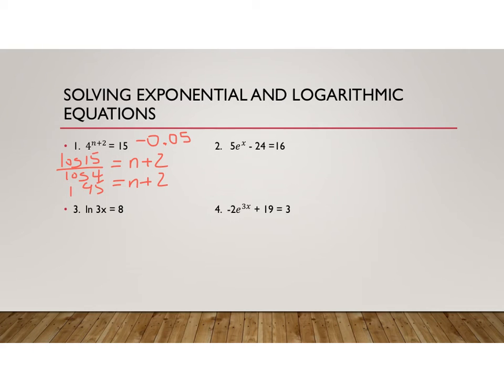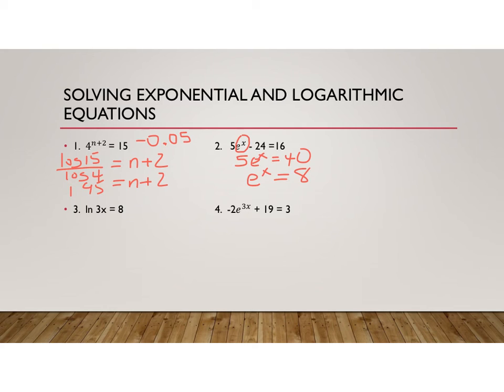Number 2, we've got an e to the x in the problem. So I'm going to want to isolate this. I'm going to add 24. I'm going to divide by 5.